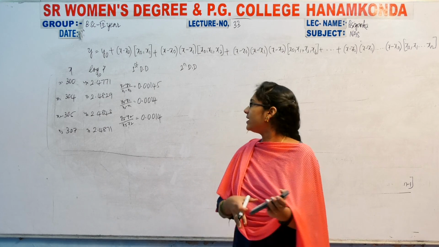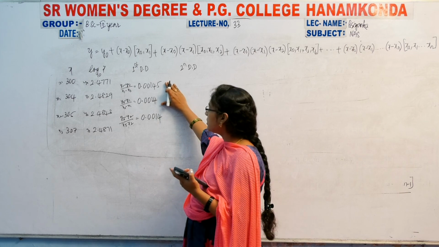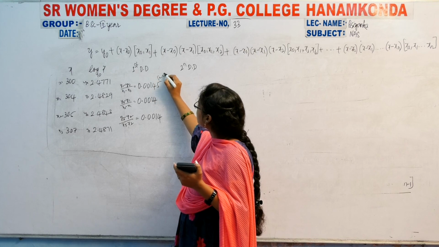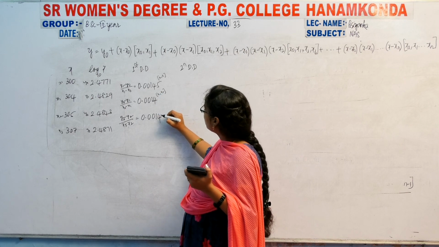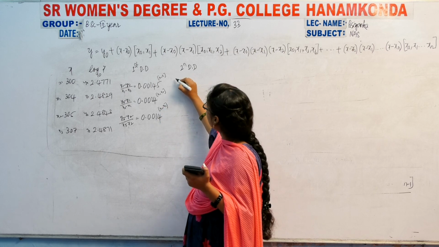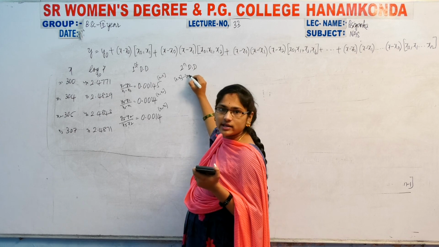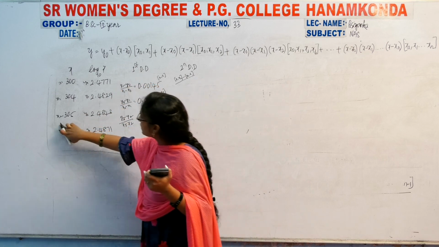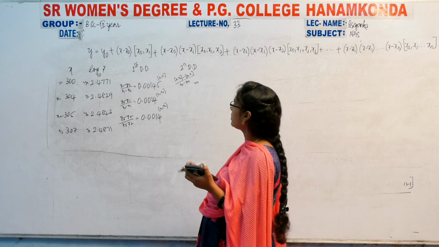Okay, next is second divided differences. In second divided differences, what will be the formula? We have to take these: x0 comma x1, x1 comma x2, next x2 comma x3. So now we take [x1, x2] minus [x0, x1] divided by x2 minus x0. The upper value is x2, the lower value is x0. Okay, so now what we get?